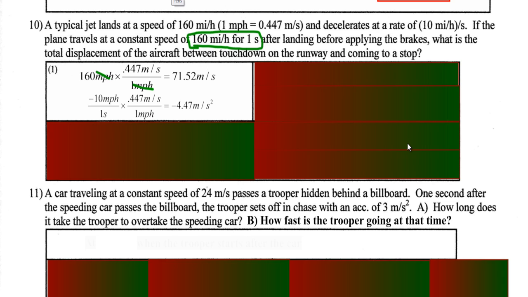Now the 10 miles per hour per second, I need to be in meters per second. So if it's 10 miles per hour per second, I need to convert this miles per hour again. So just like before, mile per hour cancels. I'm in now meters per second, which is meters per second squared. Now if I'm making this initial velocity a positive 71.52, then the acceleration has to be negative, so that means that you are slowing down, not speeding up.